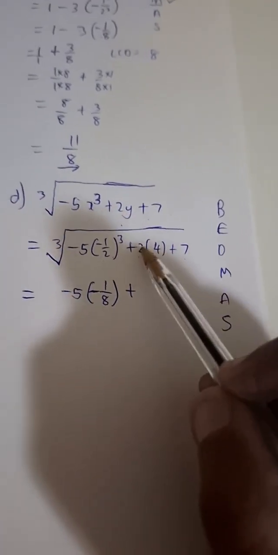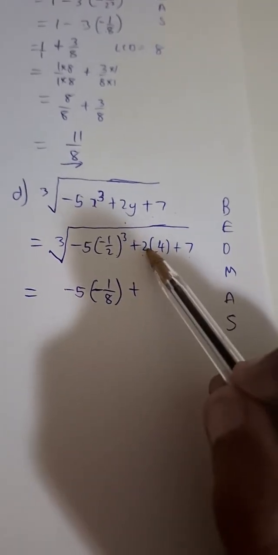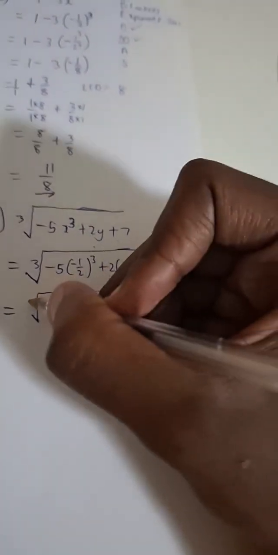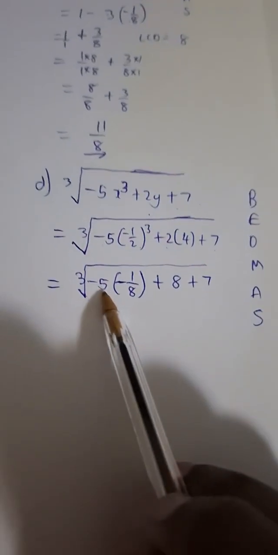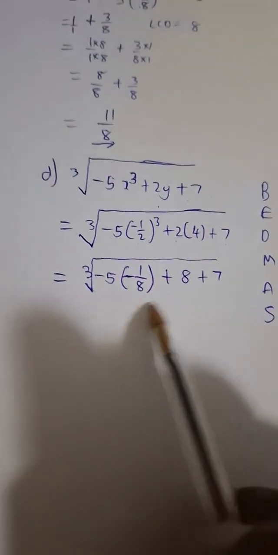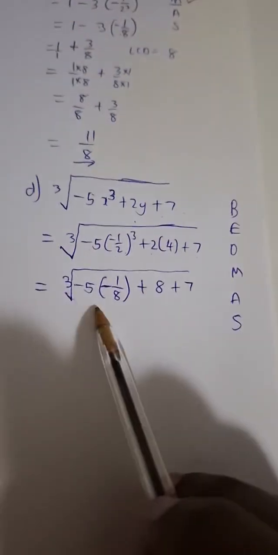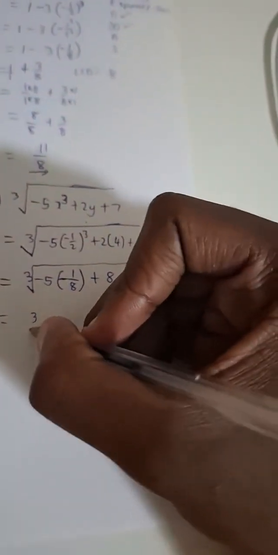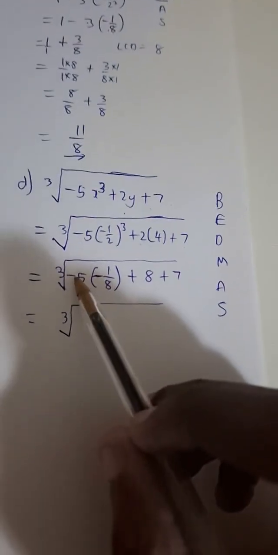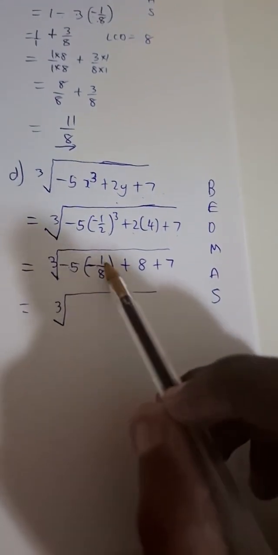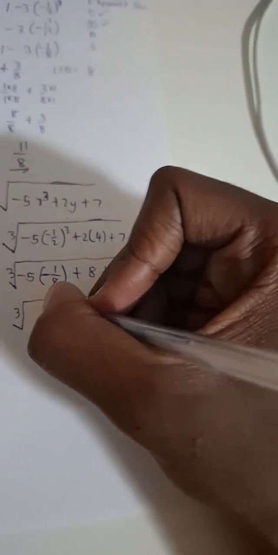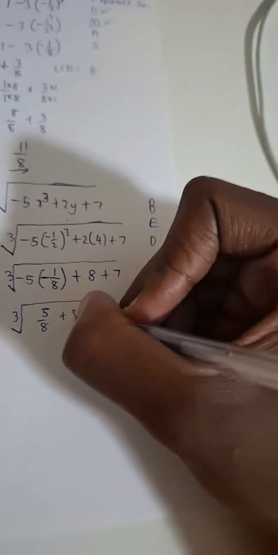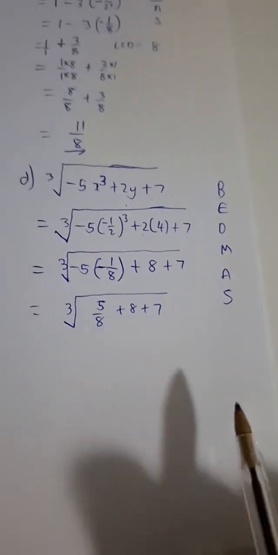Brackets mean multiply. This is a separate term altogether, so I can deal with it. 2 times 4, that's 8 plus 7. Now, this negative 5 times this negative 1 over 8 is also a bracket. I can deal with it as well. The cube root can wait for now. This negative times another negative. Remember what a negative times a negative gives me? A negative times a negative gives me a positive. So I have a positive 5 over 8 plus 8 plus 7.